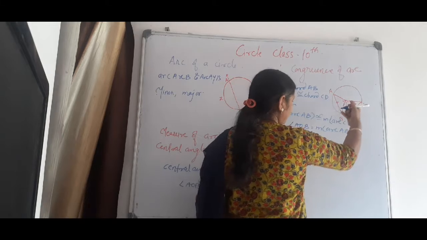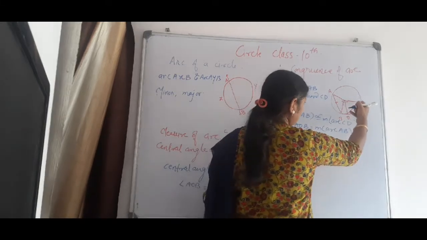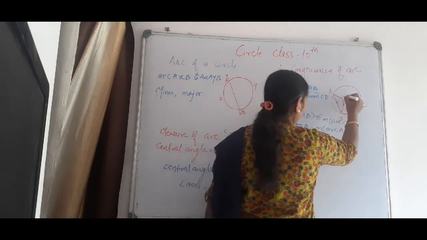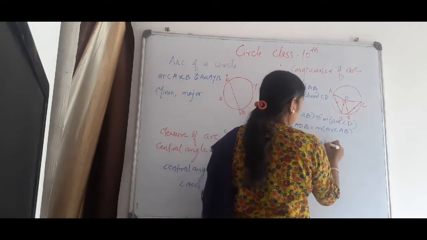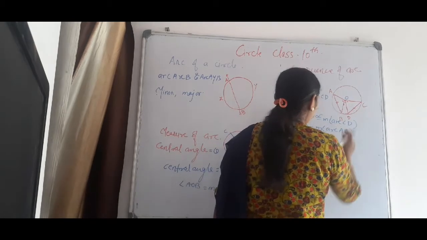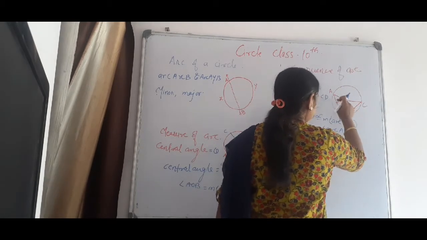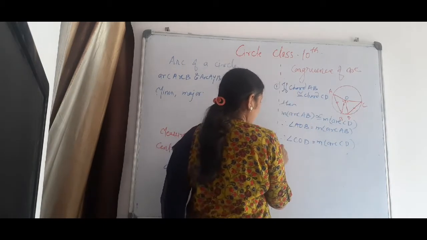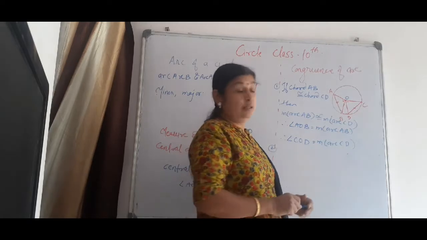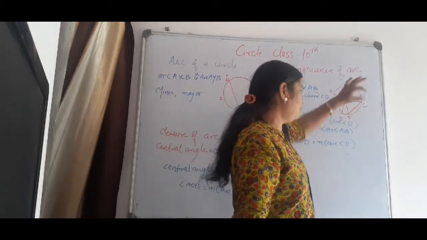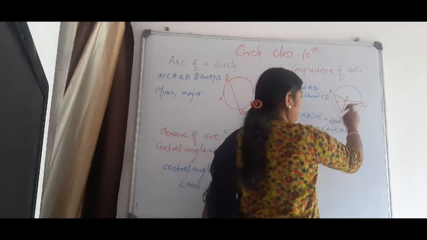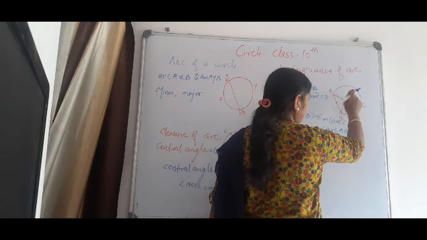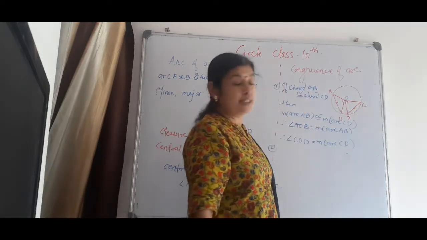And again here in this figure, therefore angle COD is equal to measure of arc CD. If chords are equal, then corresponding arcs are also equal. It is the first theorem. And what is the second theorem? Now how will you prove the theorem? If chords are equal, AB is congruent to CD, then AO and OB are radii of the same circle, CO and OD are radii of the same circle.